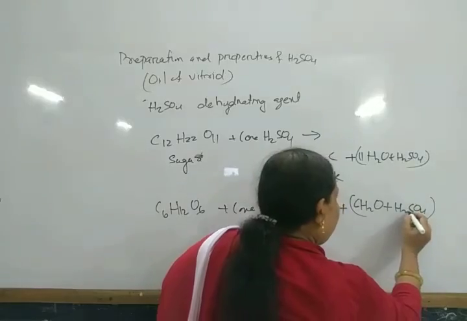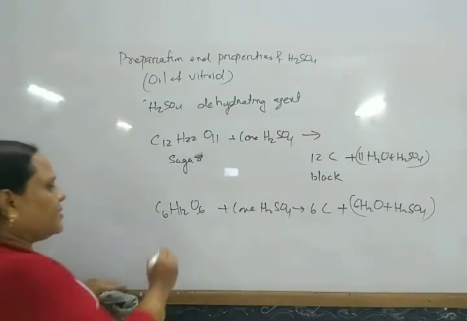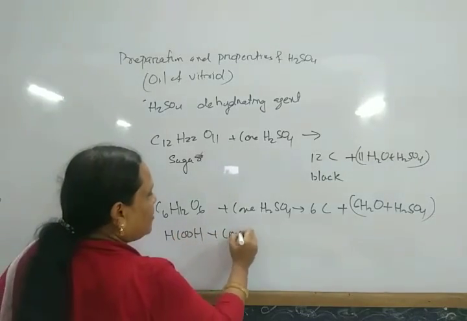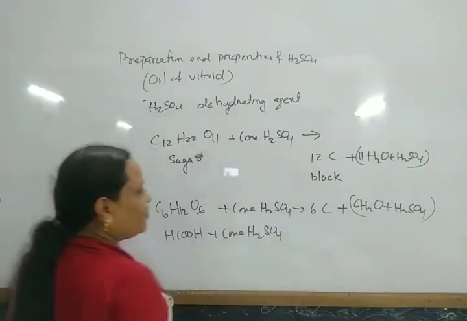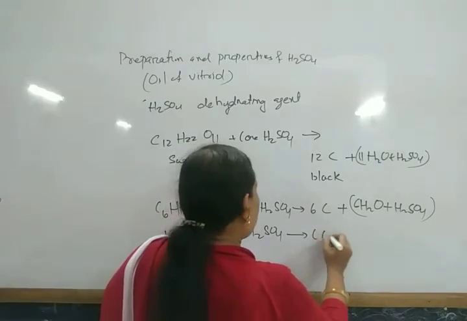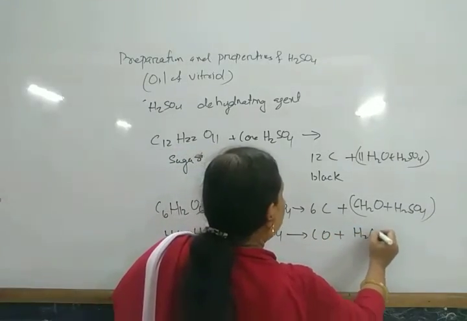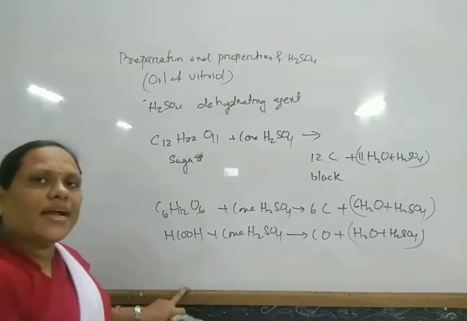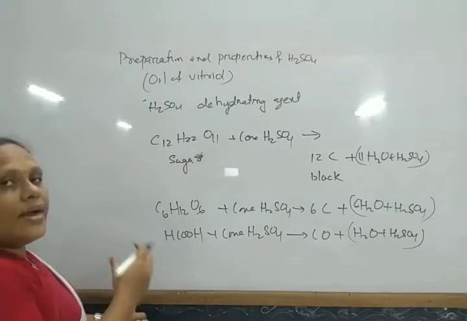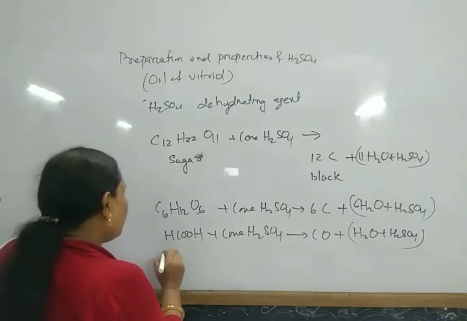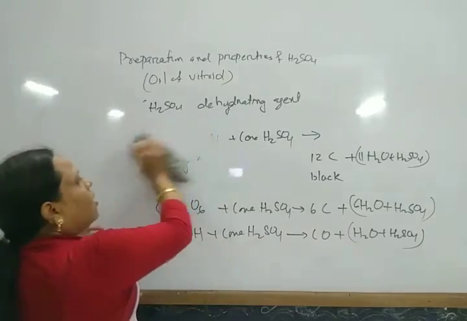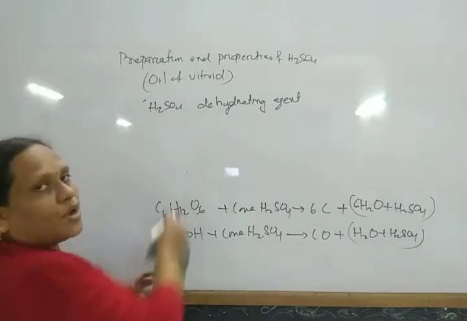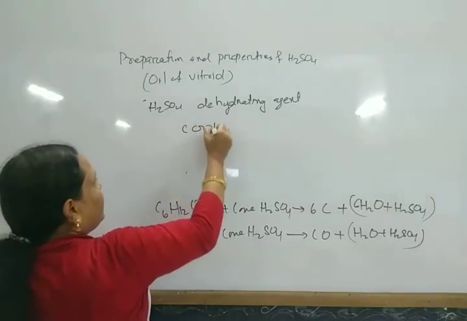Similarly, it reacts with different reagents. When oxalic acid is treated with concentrated sulfuric acid, it forms carbon monoxide and water. So it forms hydrates, and it can absorb different amounts of water. Similarly, when treated with oxalic acid, it forms a mixture of carbon monoxide and carbon dioxide.